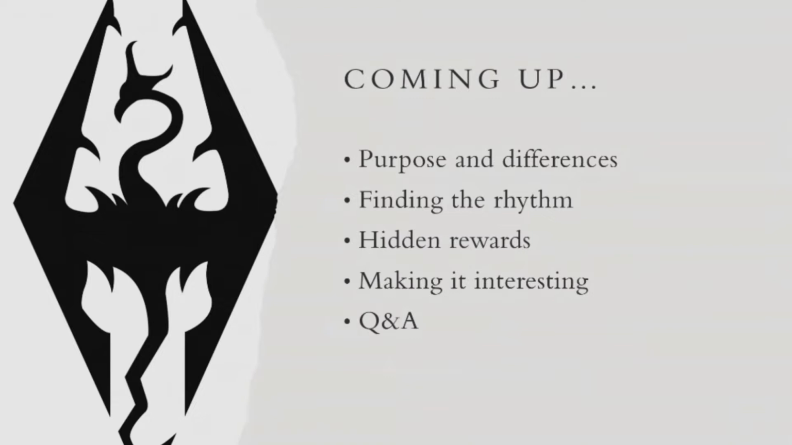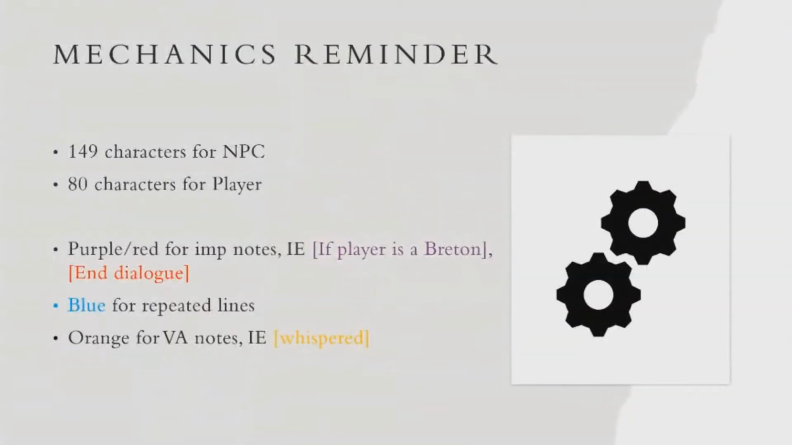So just a quick mechanics reminder for those of you who are not as familiar with the dialogue structure, the format. You're going to be seeing a couple examples and they're going to be in this format. 149 characters for the NPC, 80 for the player. I didn't make these rules. Bethesda made these rules. I can't change them. There are ways to get around the NPC limit by breaking lines and just doing 2 lines. There is no way around the player character limit. So always be very conscious when you are writing that you cannot do a player line that is long. It's just not possible.